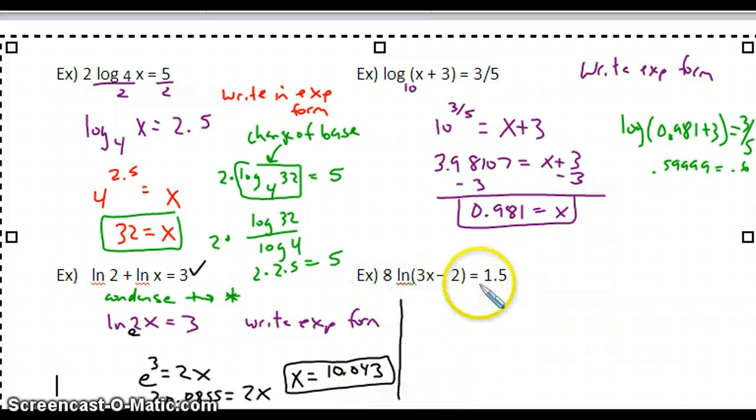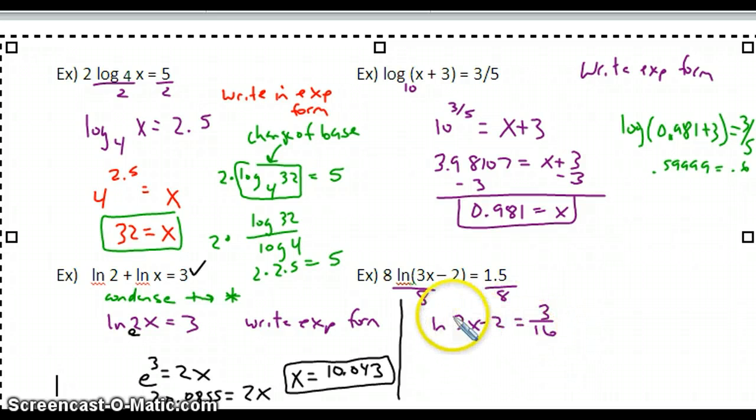So, thinking about my next one, it's in log world, and I don't have just a natural log equal to a number, I have 8 times a natural log equal to a number. So I need to get rid of that 8 first by dividing. So the natural log of 3x minus 2 is equal to 3 over 16. Or you could leave it as a decimal. I chose to not write it as a decimal.